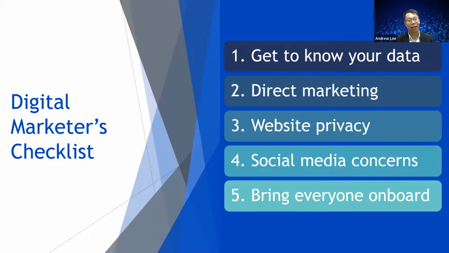And so just to sum up, these are the 5 things that I think as digital marketers, you need to focus on. It's getting to know your data, and by getting to know it, you know what first party data you have to use to do your personalized marketing campaigns, etc. When you're doing direct marketing, make sure you're aware of the consent requirements and that you're following them. For your website privacy, it's making sure that you have the privacy notice, that you have the cookies, that you know where data is being collected. And then for social media, the use of user-generated content, and for DMs and engagement.